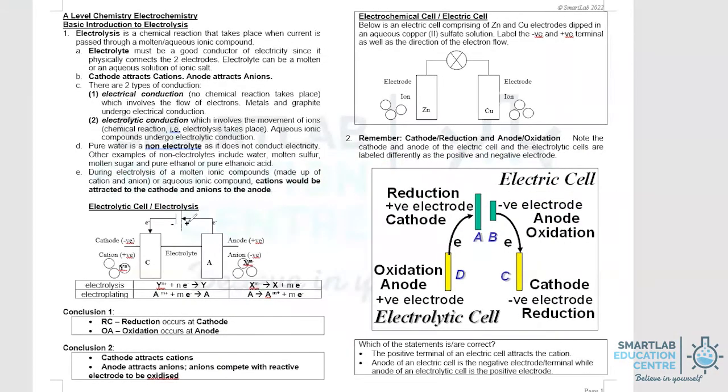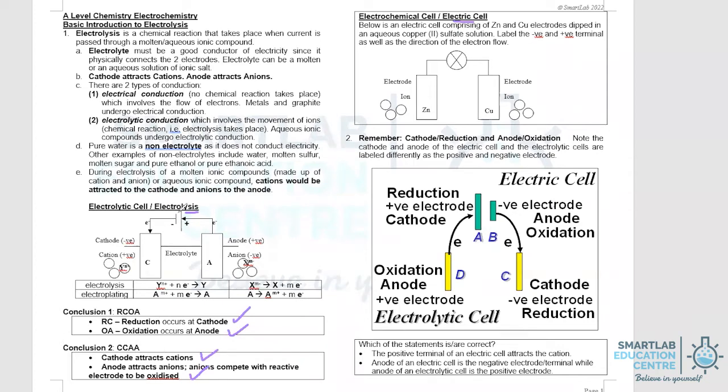Let's recap what you have learned at O-level. At O-level, you learn about electrolysis and electric cell. And you learn about the fact that reduction occurs at the cathode, oxidation occurs at the anode, and the cathode always attracts the cation, and anode always attracts the anion. So the two acronyms that one needs to remember are RCOA and CCAA.